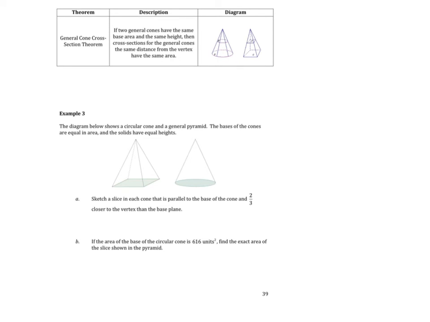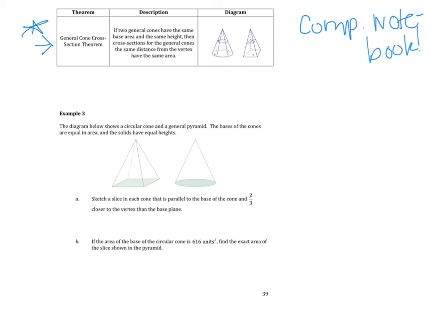Another theorem we need to add to the composition notebook, and that's the general cone cross-section theorem. If two general cones have the same base area and the same height, then cross-sections for the general cones that have the same distance from the vertex also have the same area.